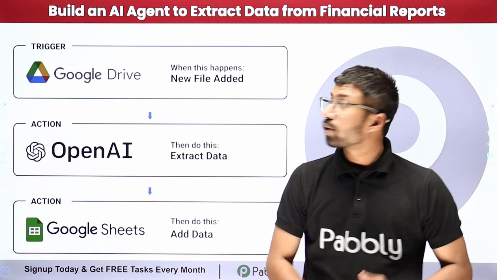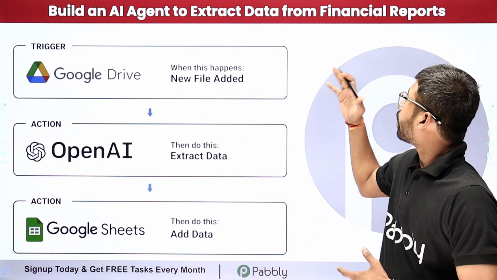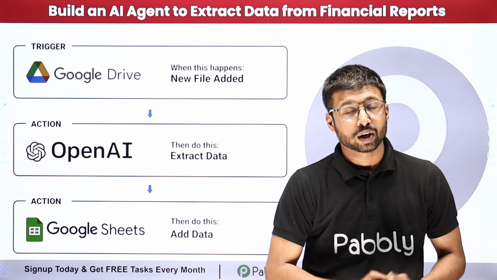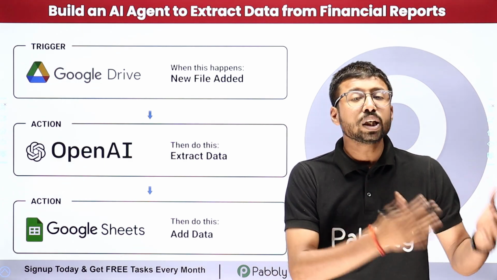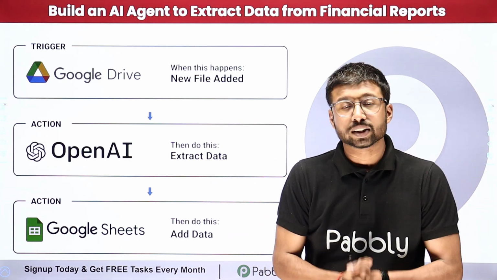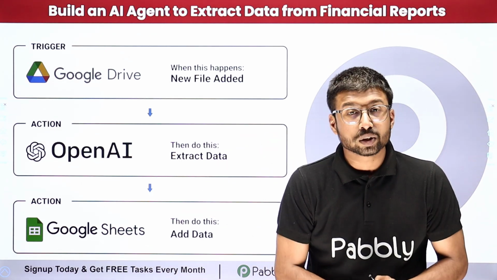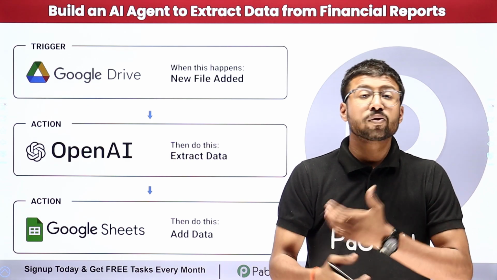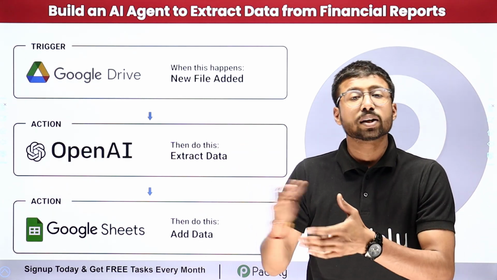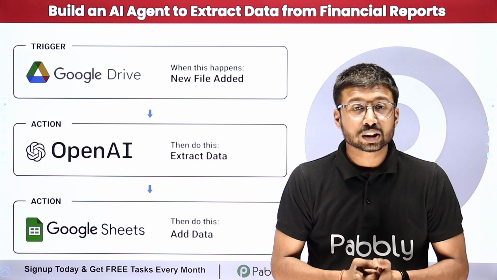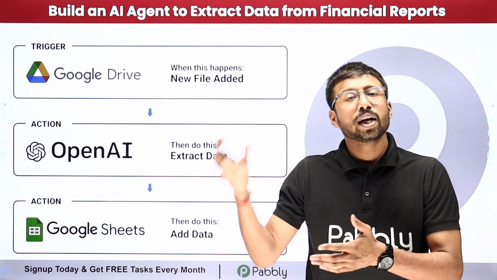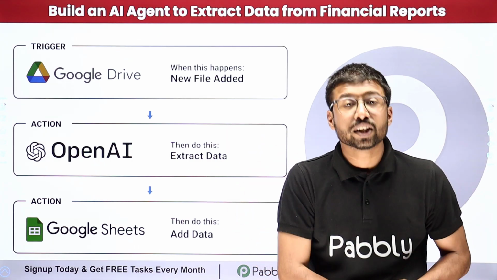So in this video, we are going to learn how to build an AI agent to extract data from financial reports. Let's say on a regular basis, you keep on getting some financial reports from your clients and you want to extract the details from those financial reports and add it into your Google spreadsheet. But the manual process is very repetitive, and if you're using some other application, then it is also a tedious task to upload the financial reports over there, then extract the data and then add it into Google Sheet.